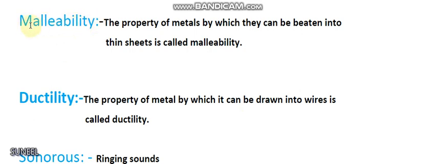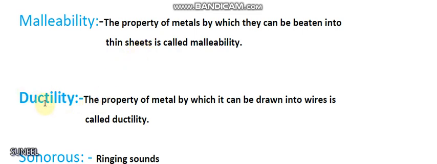The first one is malleability. The property of metals by which they can be beaten into thin sheets is called malleability. It means if we take a piece of metal and beat it with hammer, we observe that it is converted into thin sheet. And this property is known as malleability. Means converting a piece of metal into thin sheet is known as malleability.